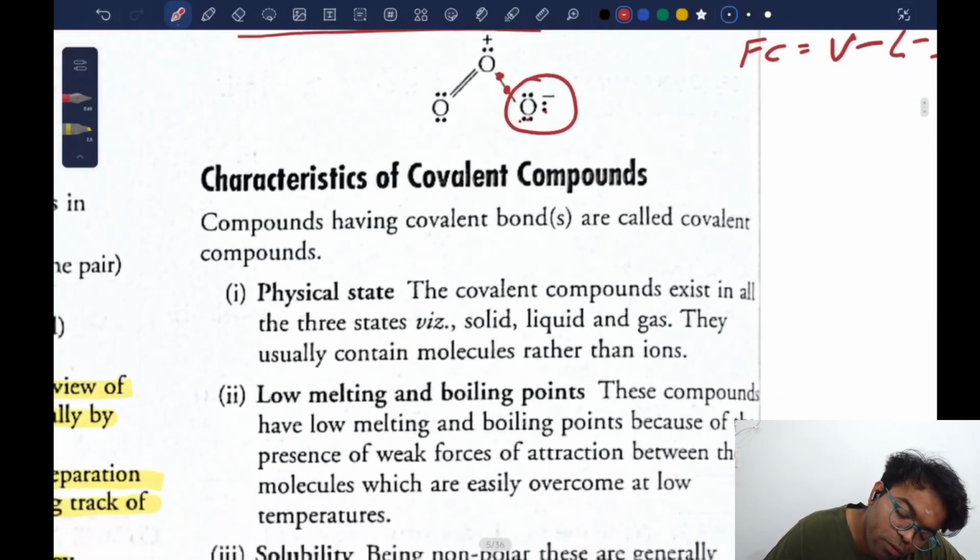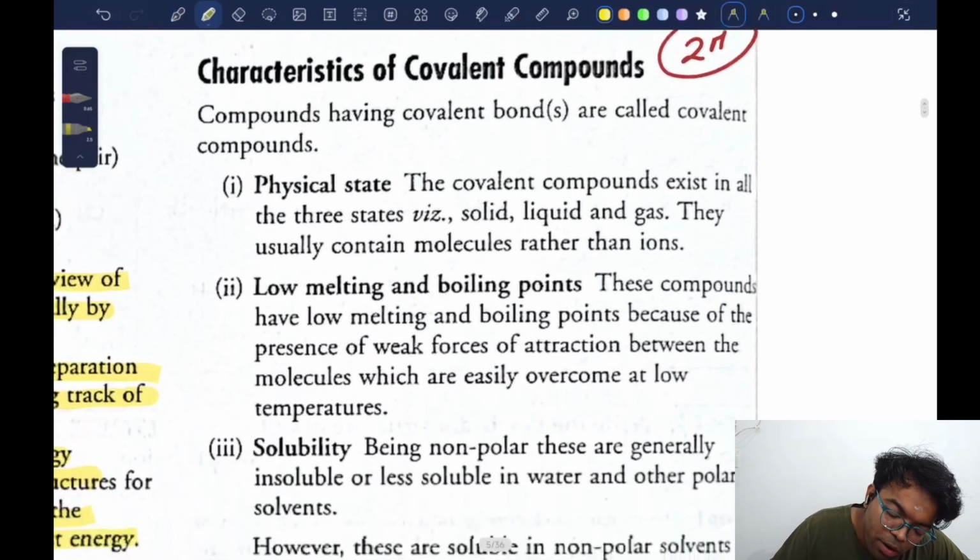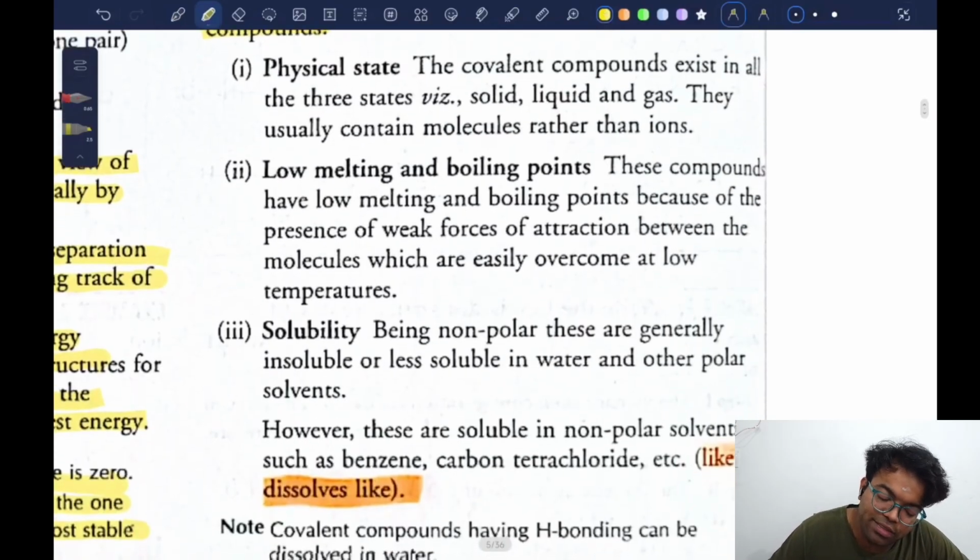Characteristics of a covalent bond is a 2 marker. You only need to memorize like 4 points, half a point for each property. Now the characteristics of covalent bonds. Compounds having covalent bonds are called covalent compounds. First, the physical state. We know that a covalent bond is not as strong as an ionic bond, and because of this weaker strength, covalent compounds can exist in multiple states. It can exist in a solid state, a liquid state, or a gaseous state.